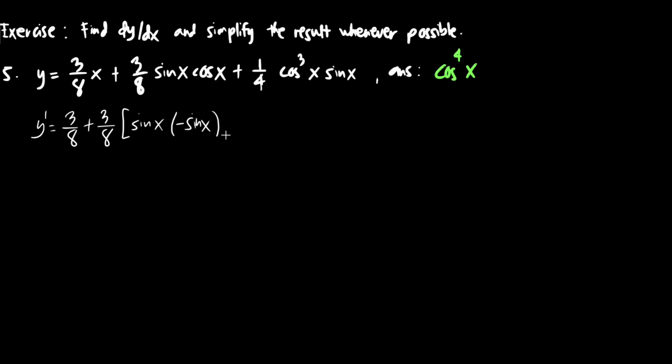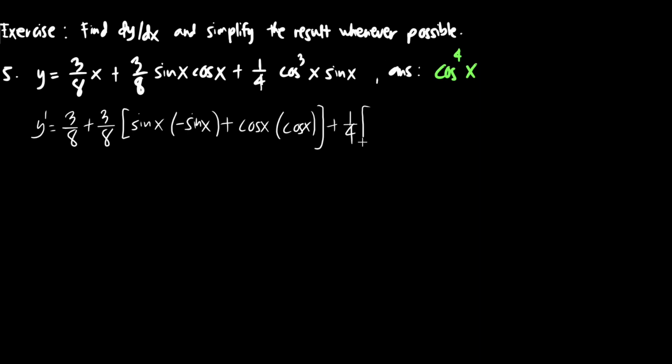So, multiplication rule of differentiation, we'll just add. Just copy cosine x. The derivative of sine x is positive cosine x. Then close the bracket, plus 1/4.